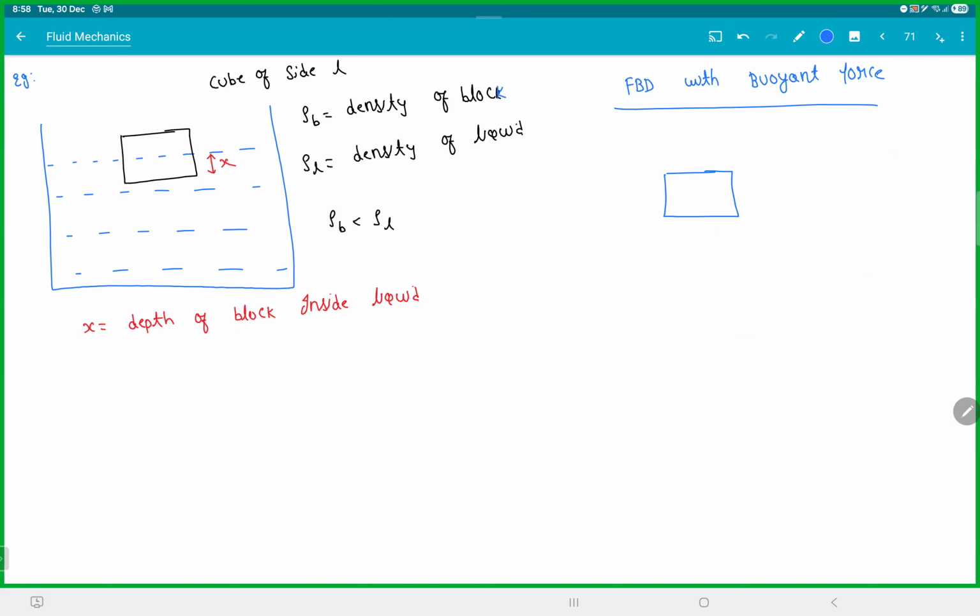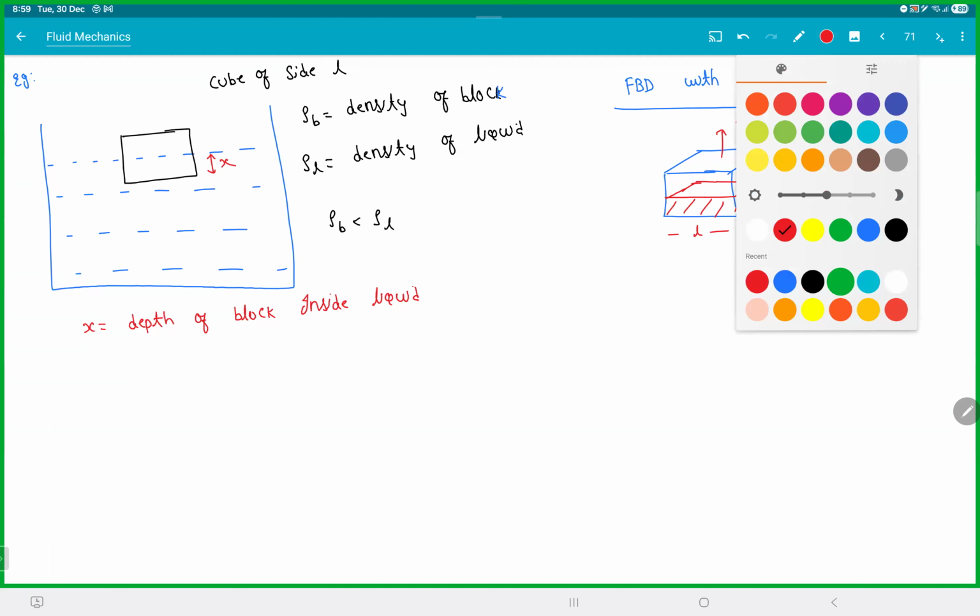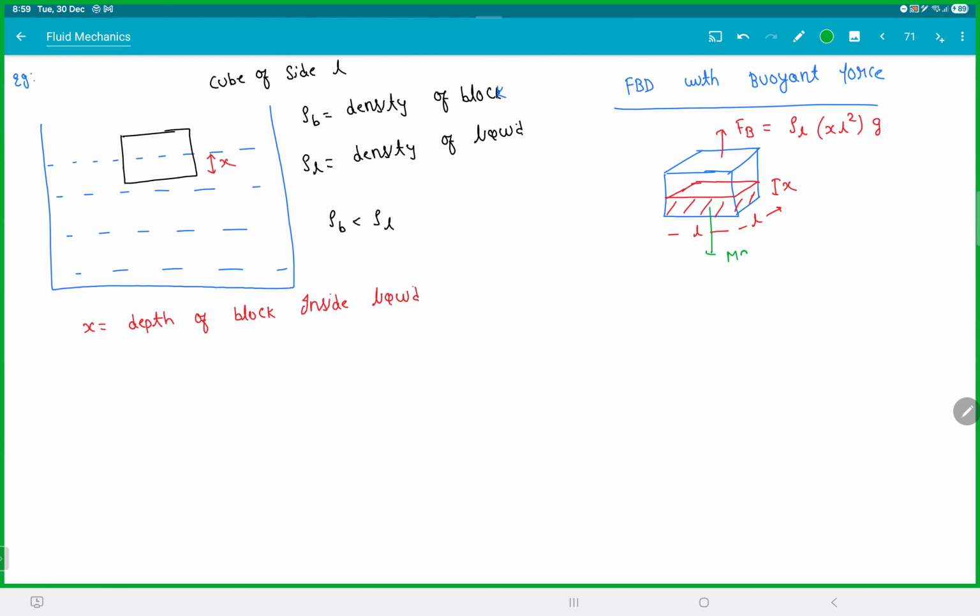So this is there. This part of the cube is immersed in the liquid. So this red shaded area is what is immersed inside. This is x, this is L, and this is L. So the buoyant force will act upward, which is density of the liquid, into volume displaced, which is x into L square, into g. Agreed? The red volume is x into L into L. And your own weight, mg, is acting down, which is density of the body into L cube into g.